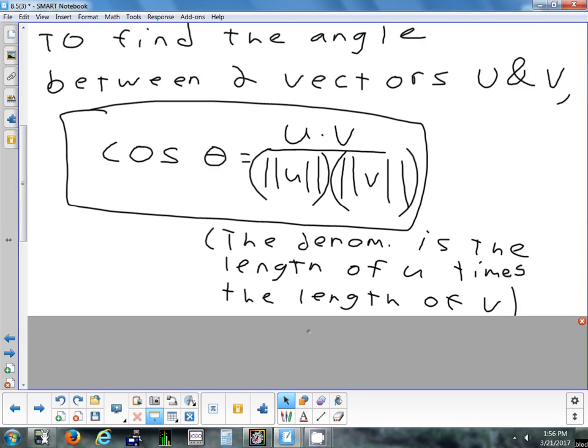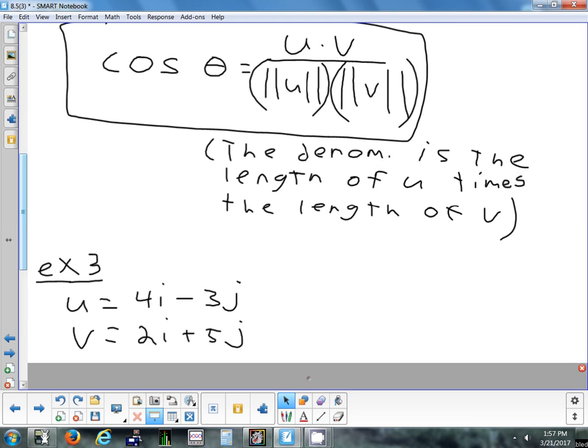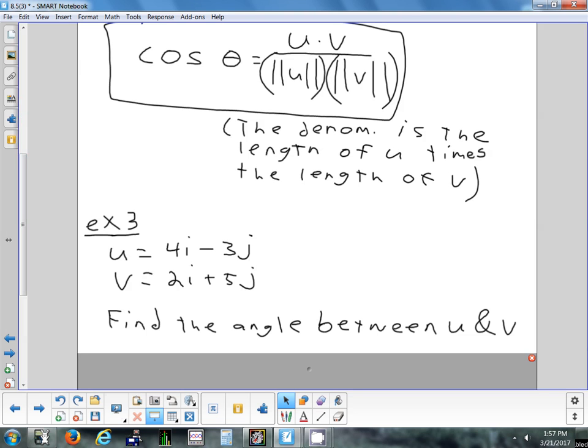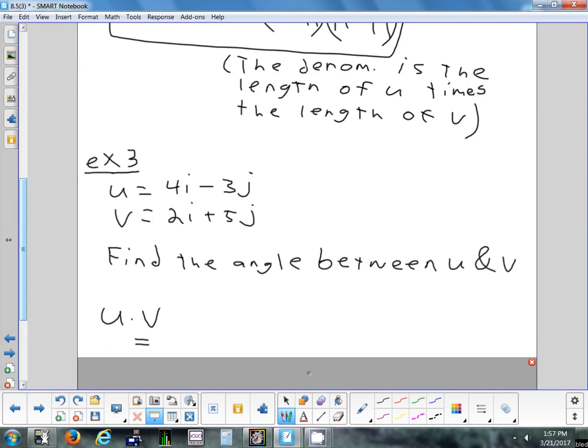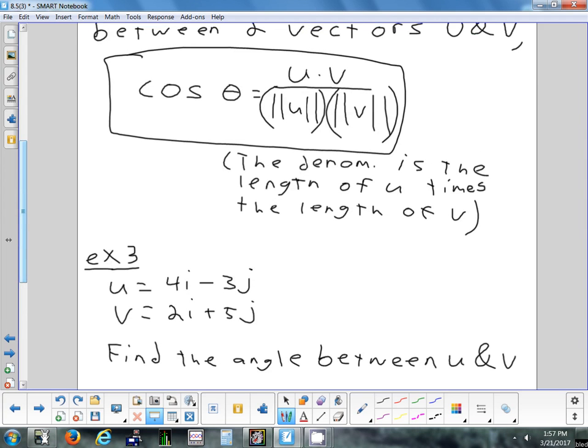So here I'm just writing out what the formula says. The denominator is the length of u times the length of v, or you could say magnitude. All right, so I've got two vectors, 4i minus 3j and 2i plus 5j, and I want to find the angle between them. Let's start by finding the dot product, because that's going to be my numerator. And then we'll find the length of u and the length of v.